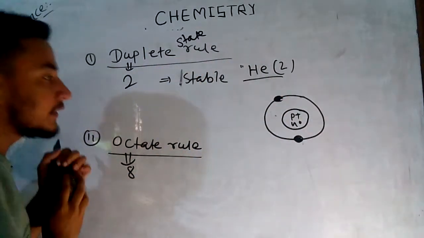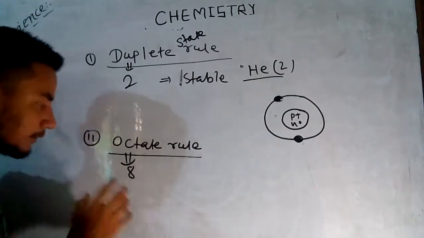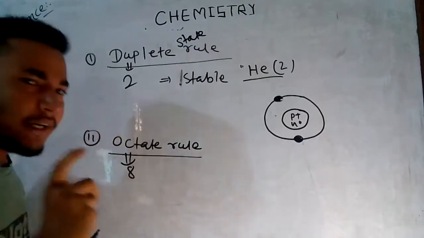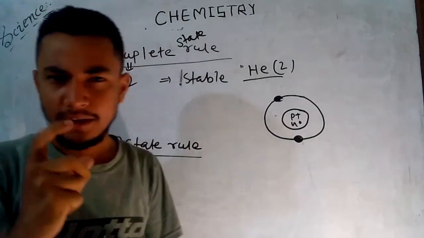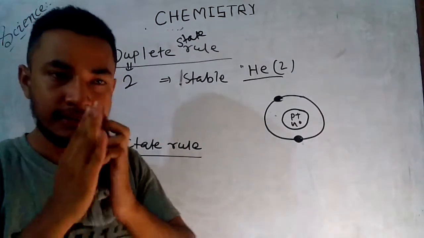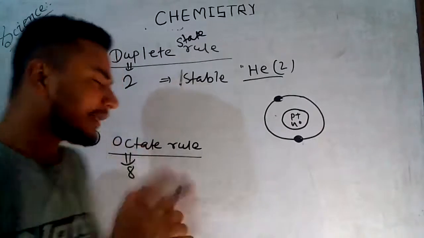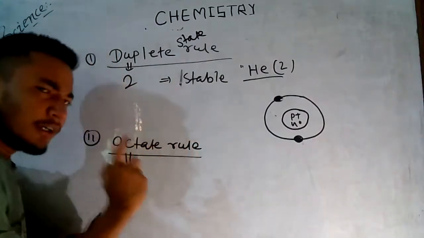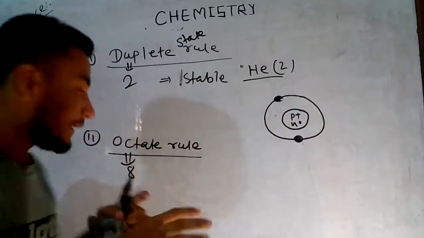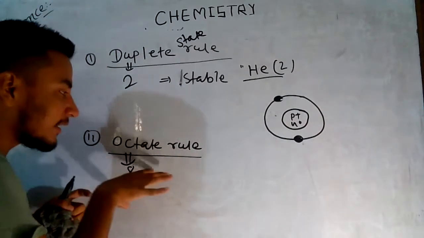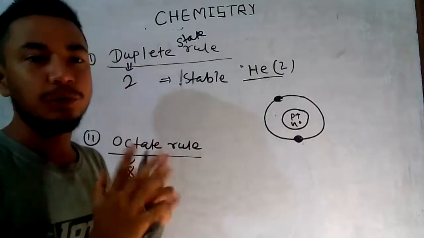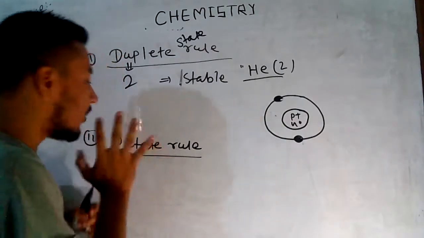Then let's talk about the octet rule. What is the octet rule? As its name suggests, octet means 8. Every atom wants to gain 8 electrons in its outermost shell to gain stability, and that rule is called the octet rule. When we calculate the valency of an atom, we have to remember the octet rule.